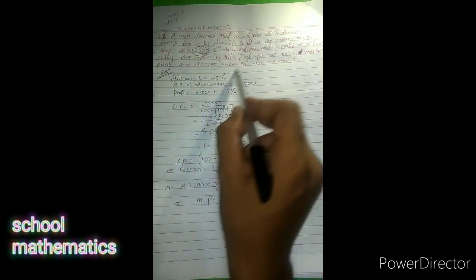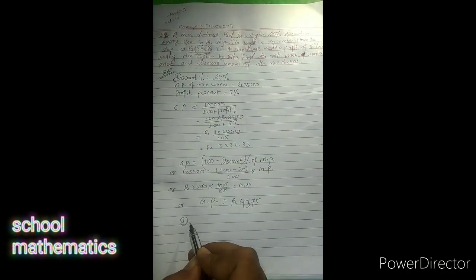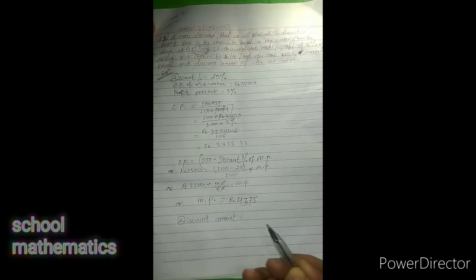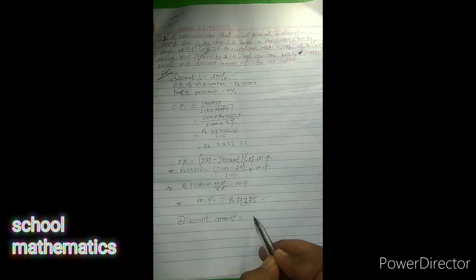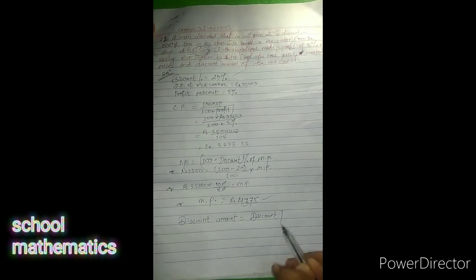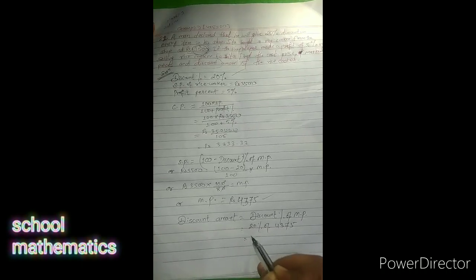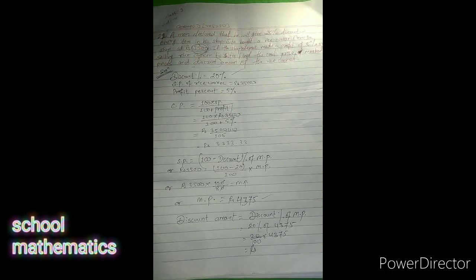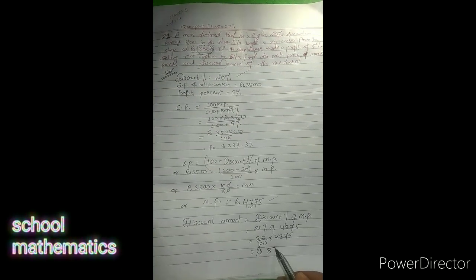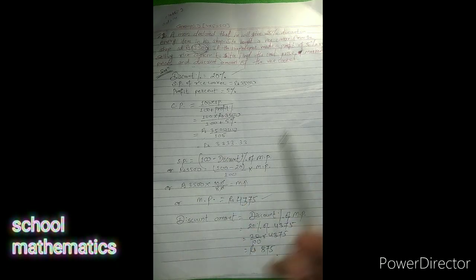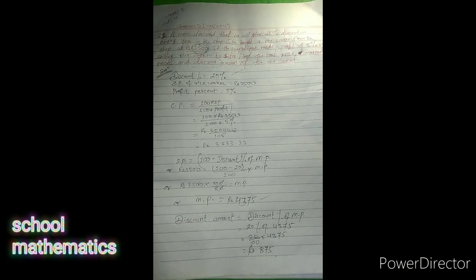Now next, it is also given to find discount amount. How can we find discount amount? Discount percent is also there, MP is also there. So you can find discount percent of MP, 20% of 4375, which is 875. First of all, SP is given, so we can find CP, the cost price. For mark price, MP minus discount percent of MP can be used, and for discount amount, discount percent of mark price.